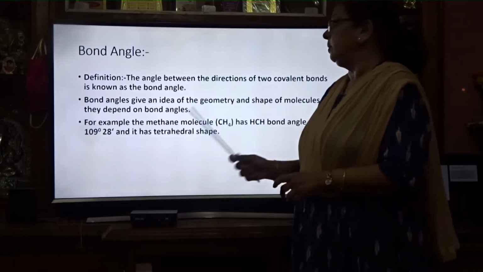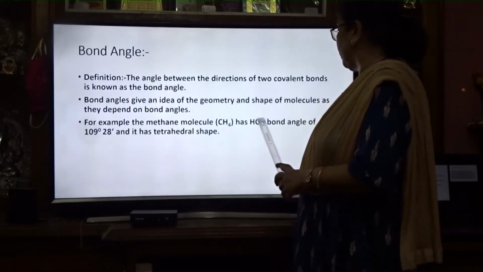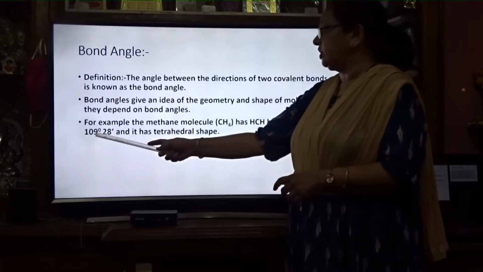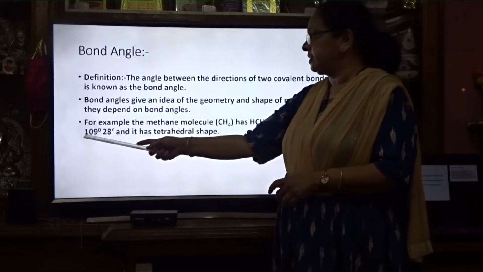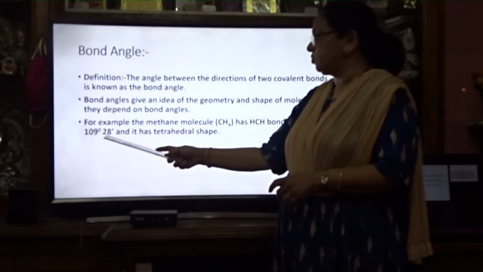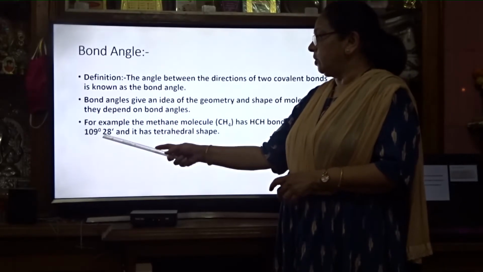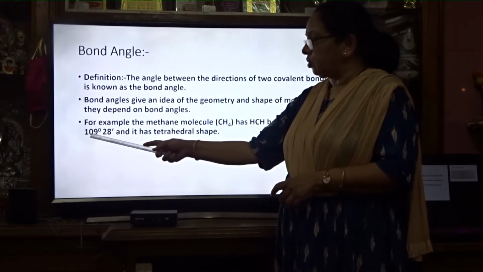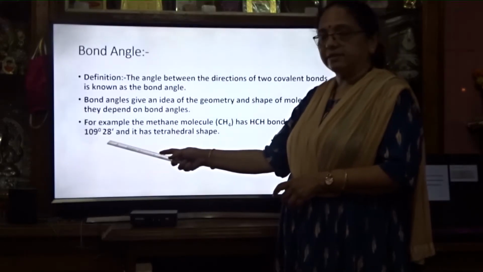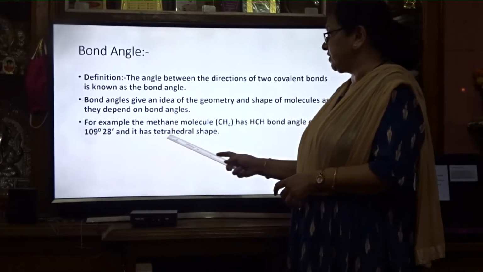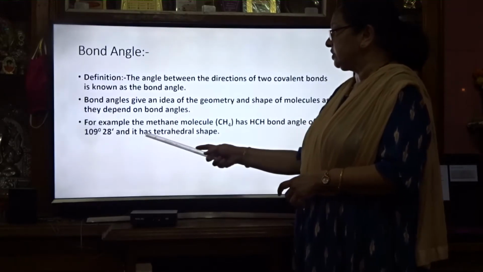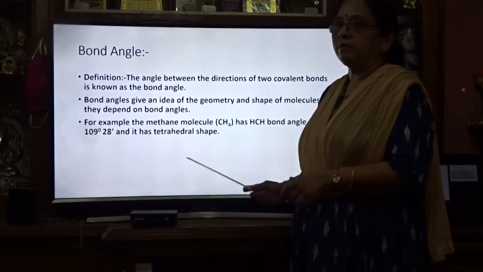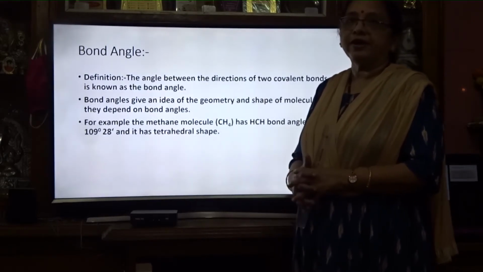For example, the methane molecule has an H-C-H bond angle of 109 degrees 28 minutes. We will read it as 109 degrees 28 minutes; if it is written like an apostrophe, we say minutes. And it has a tetrahedral shape. What is the shape of the molecule? Tetrahedral shape. By seeing the bond angle, we can say that it has the tetrahedral shape.